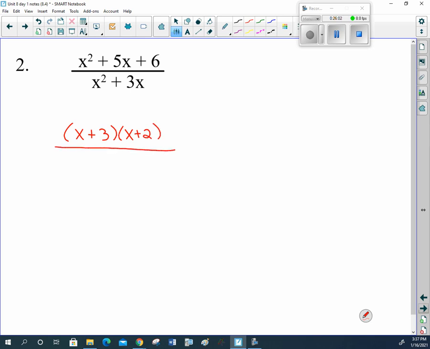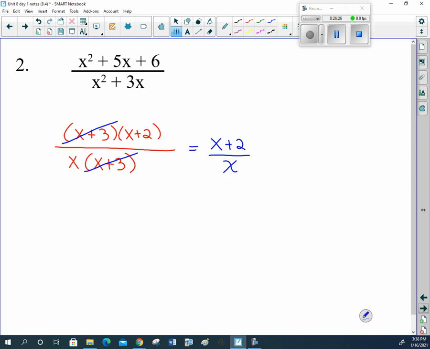Factor the denominator. It looks to me like it's the greatest common factor of an x, and that will be x plus 3. Now, this is the fun part. Now you look for the same factors that are in the numerator and the denominator. They both have an x plus 3. That grouping symbol is the same factor. That can reduce. So what are we left with? x plus 2 over x.